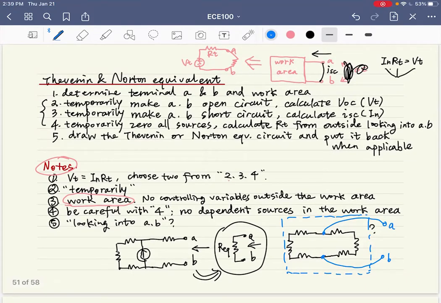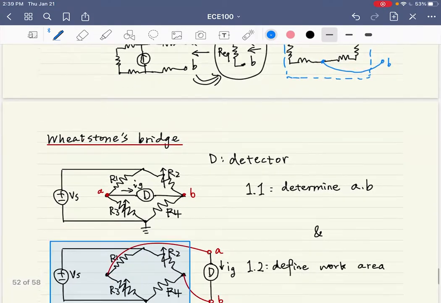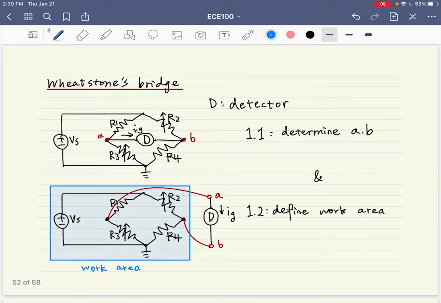But if they are asking about all the rest, it will be easier to understand if you redraw it in this way. So A can be extended. What they are asking about is actually this work area. Okay? Does it make sense? Great. These concepts and tips about the Thevenin and Norton equivalent circuits may seem a little bit abstract.